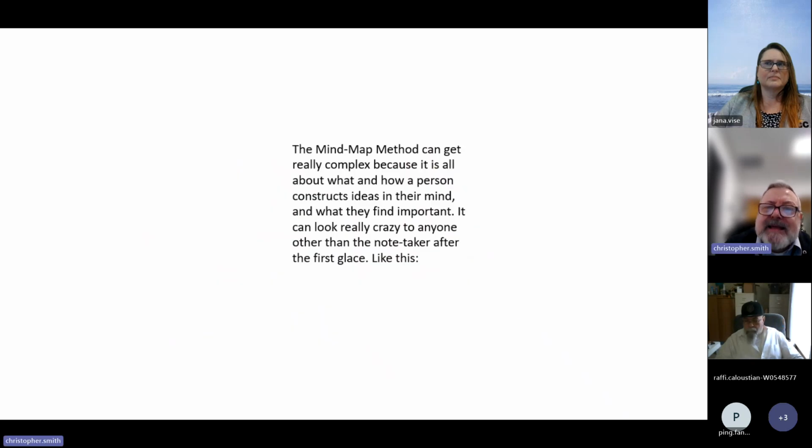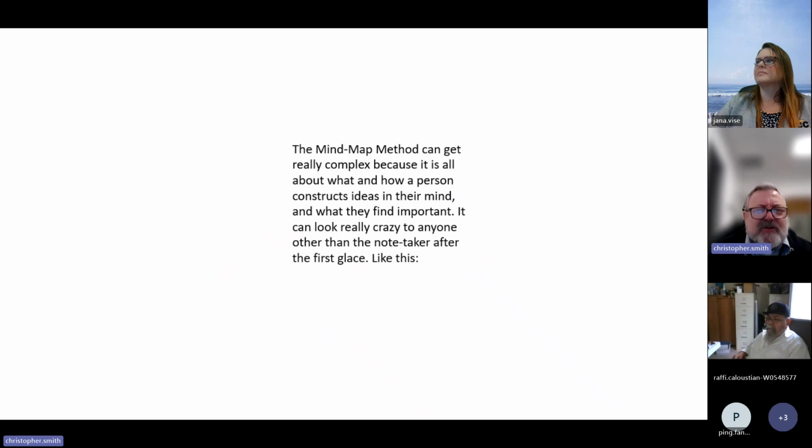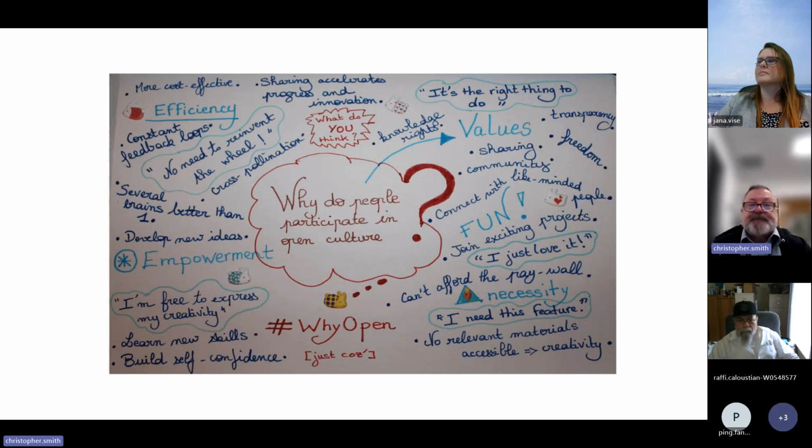Now, the mind map method can get really complex because it is all about what and how a person constructs ideas in their mind and what they find important. It can look really crazy to anyone other than the note taker after the first glance, like this. This just looks like an explosion of words here. You'll notice that in the center we have the main idea: why do people participate in open culture?